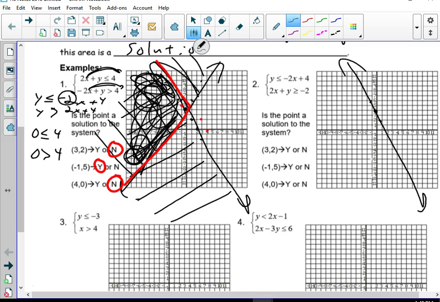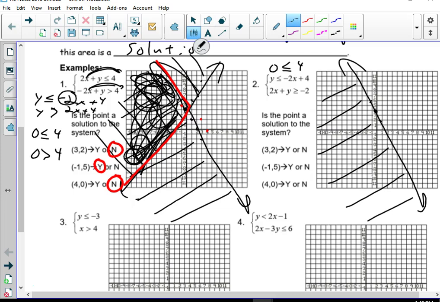So there's that line. It's the same line. Now I'm going to test 0, 0. Is 0 less than or equal to 4? Again, yes it is. So I'm going to shade this direction.